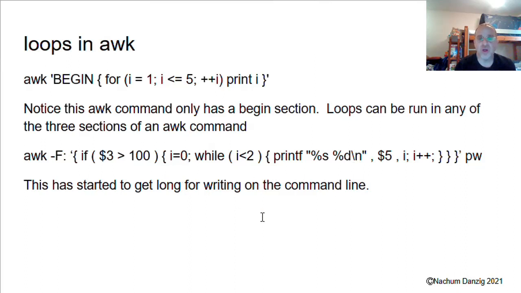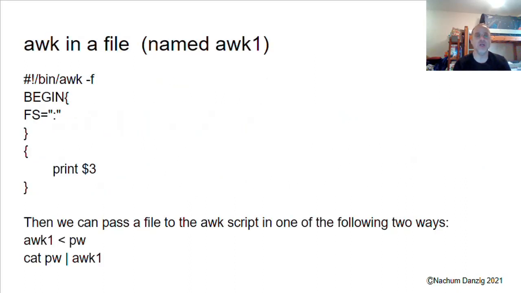This has started to get long for writing on the command line, right? I'm writing a whole little program here on the command line. We can actually make it into files. We can open up a file in an editor like Pico, Vim, Emacs or vi, and name our file whatever we want. Let's call it awk1. Doesn't matter. Now we give it a shebang line where we tell it the location of awk, and that we're running awk essentially. Otherwise, it would think it's a bash program. So I'm going to say /bin/awk -f, f because it's a file.